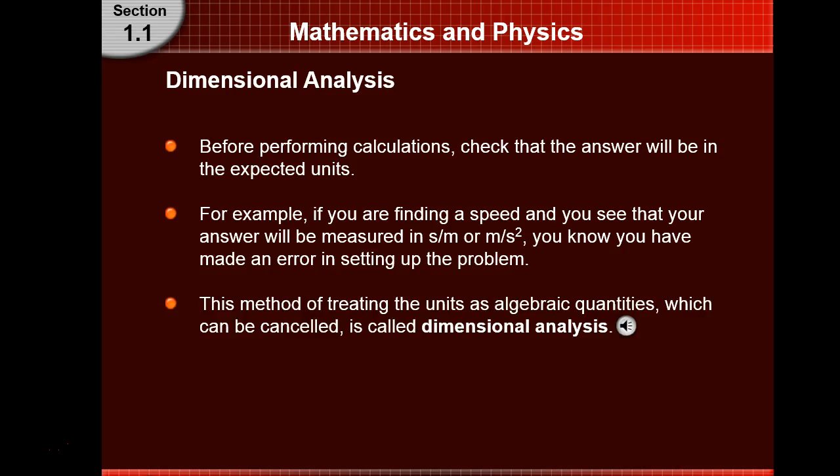Before performing calculations, check that the answer will be in the expected units. For example, if you are finding a speed, will your answer be measured in seconds per meter or meters per second squared? You know you have made an error in setting up the problem. So you want to look at your units. So this method of treating the units as algebraic quantities, which can be canceled out, is called dimensional analysis. So that's where you make sure you have your units in there.